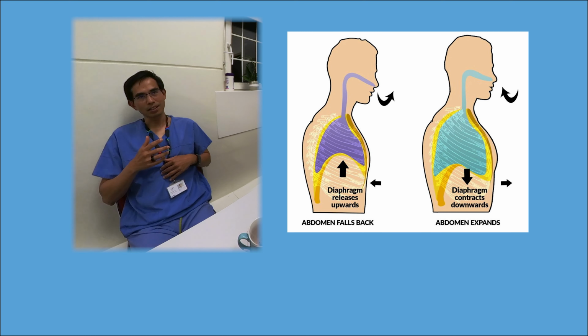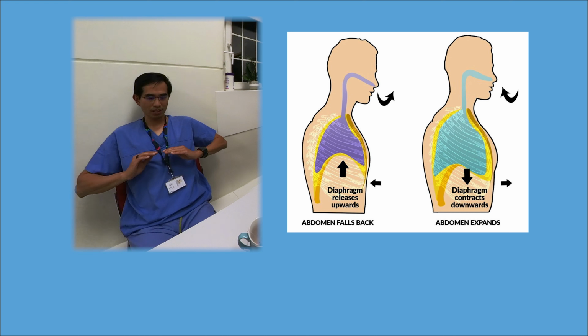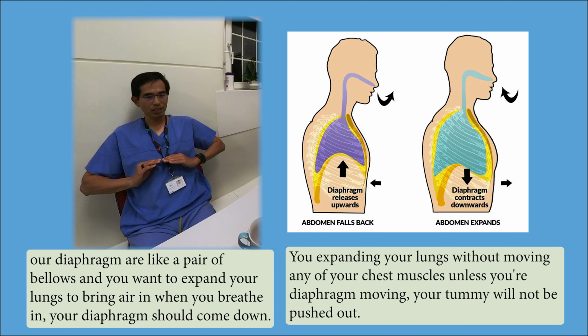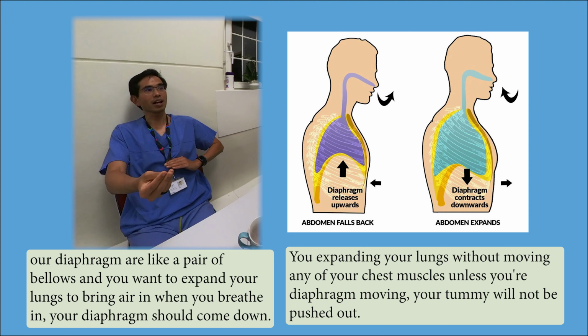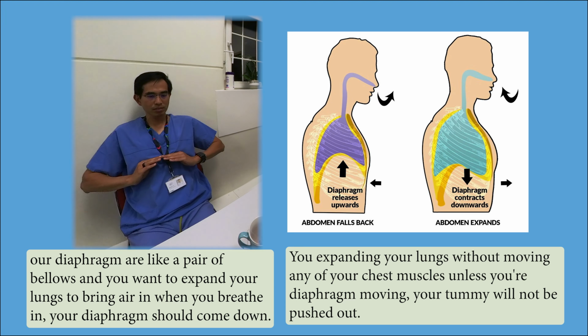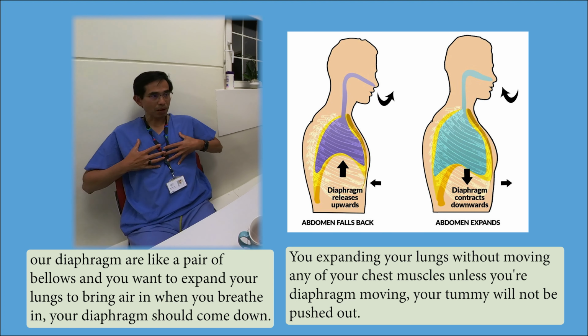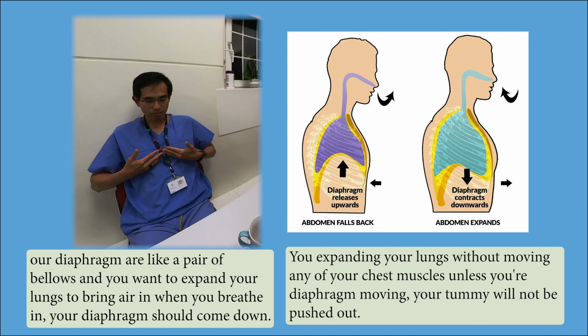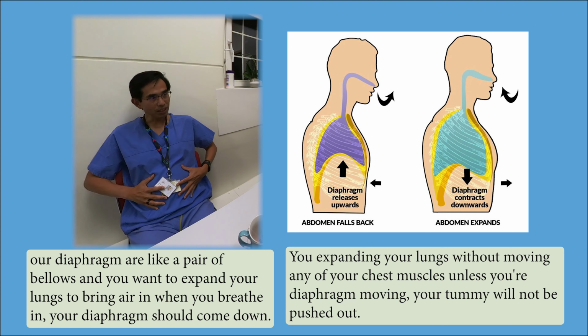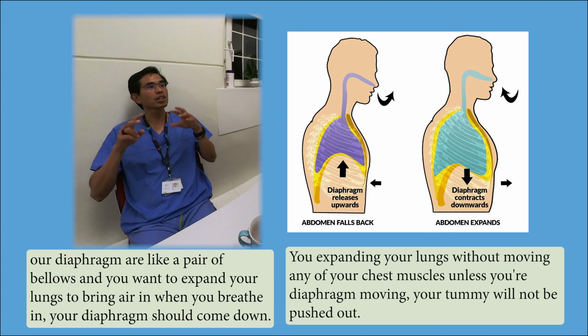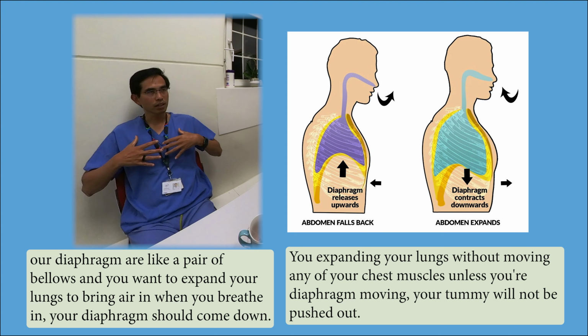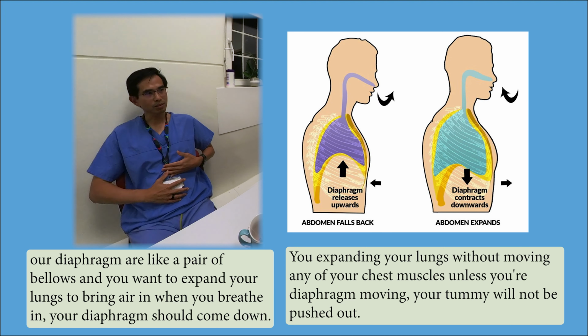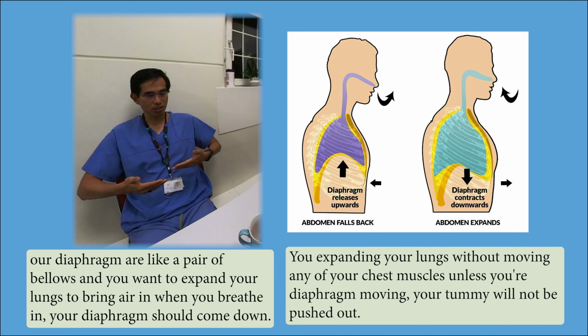And the way I might just demonstrate this is, if your diaphragm is like a pair of bellows and you want to expand your lungs to bring air in, when you breathe in, your diaphragm should come down, and so you're expanding your lungs without moving any of your chest muscles. And as your diaphragm moves down, your tummy is being pushed out. And so this is the normal breath pattern, where the chest stays relatively still, the diaphragm comes down on the breath in, the belly comes out.